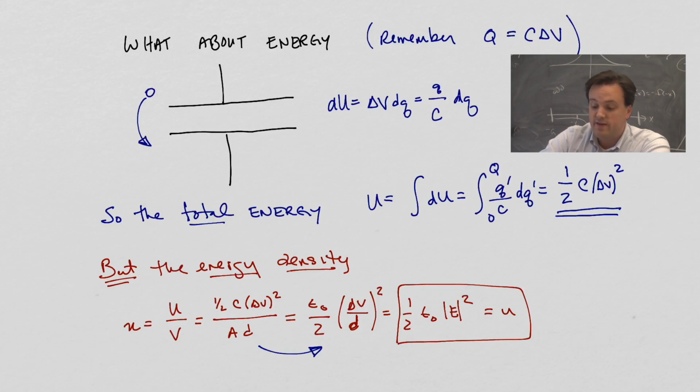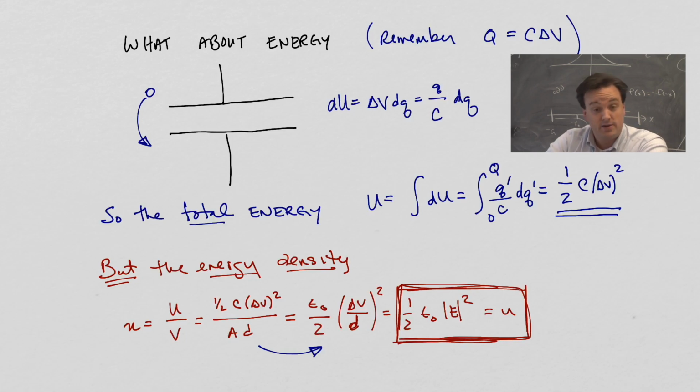I can then use the fact that I have a parallel plate capacitor to rewrite that in terms of delta V over d squared times epsilon naught over 2. And then I'm left with this expression that the energy density of the capacitor is equal to 1/2 times epsilon naught times the magnitude of the electric field squared.